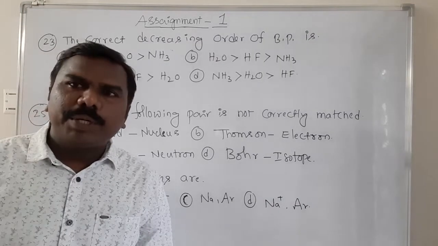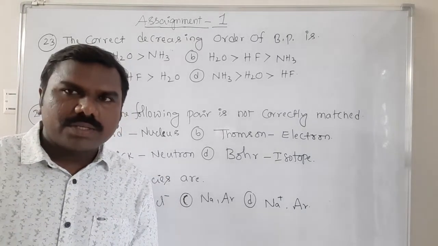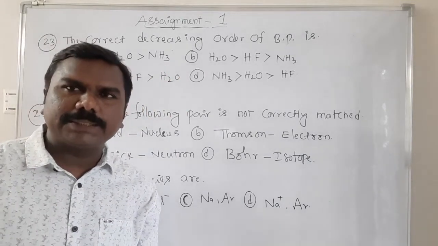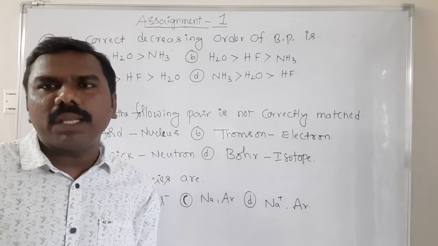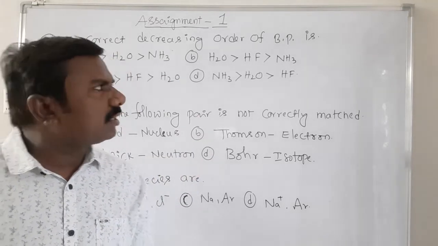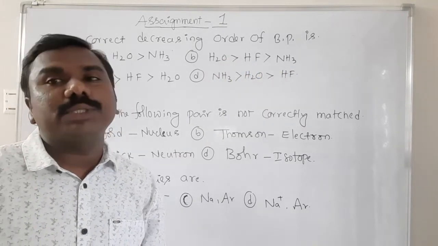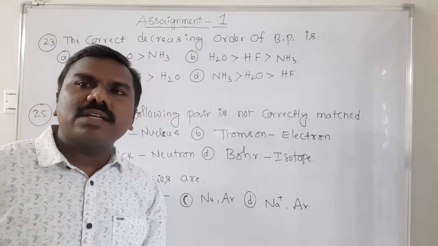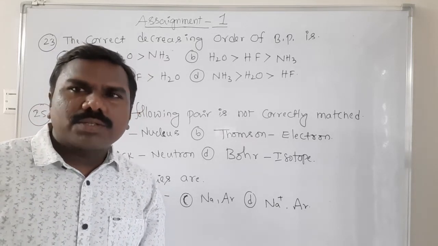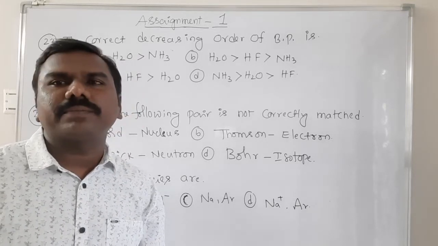Okay, students. Bit number 23. Now, the correct decreasing order of boiling points. They gave water, ammonia and HF here. In all these cases, there is an electronegative atom and an electropositive hydrogen atom. Hence, there is a possibility to form hydrogen bonding. So, in which case is stronger hydrogen bonding there?